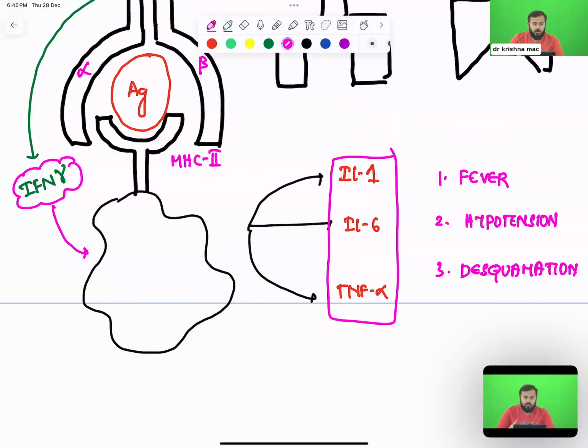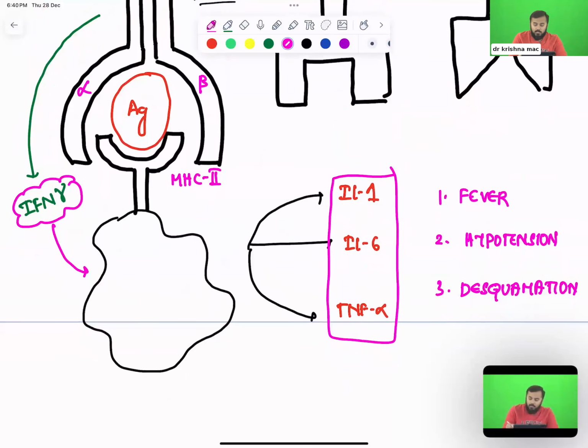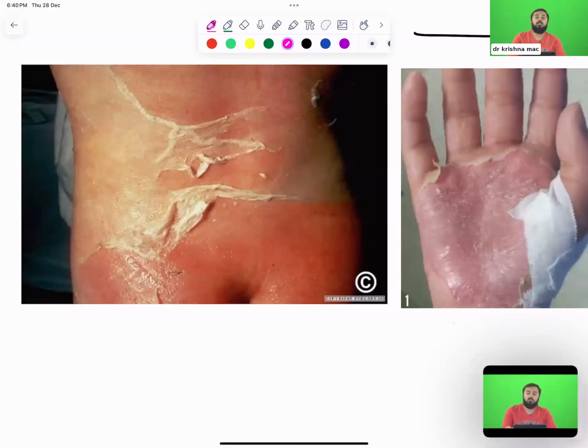Not 6, only interleukin 1, Raj, only interleukin 1. You understood this, right? Everyone understood this? So now look here. Out of all this, only one group of T cells is activated. This would lead to desquamation. This is called desquamation of skin. Now will this desquamation be painful or painless, tell me?